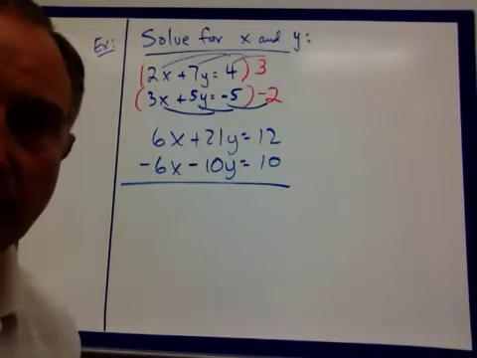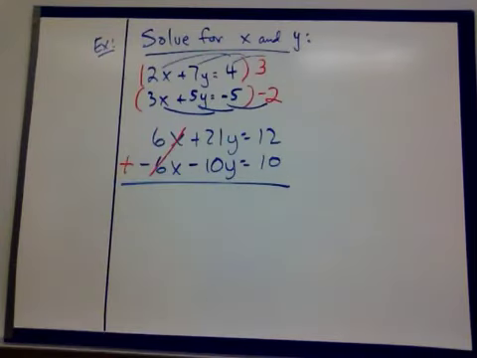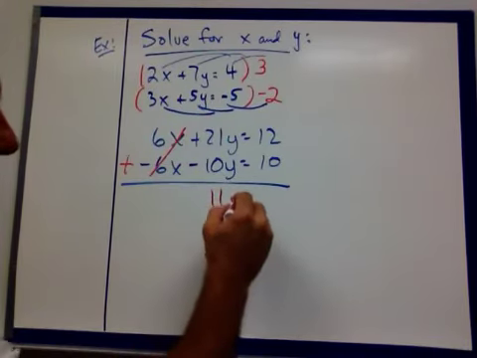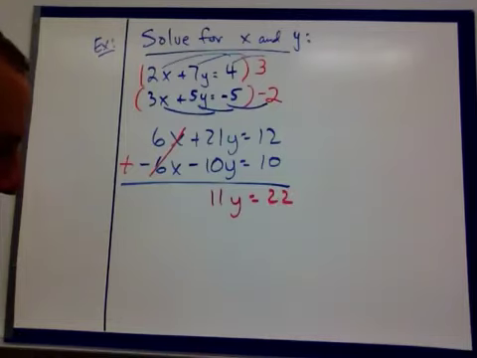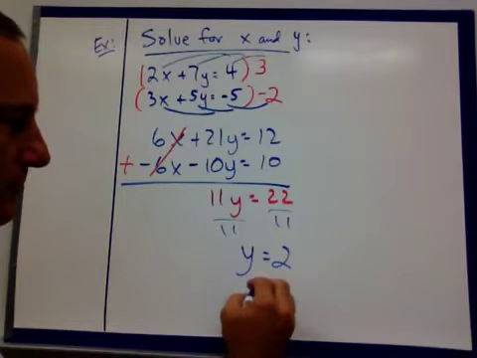Now I can take these two equations and do what I did in the last one. I add them up, that cancels out. I get 11y equals 22. I'm good to go. I divide out my 11. I get y equal to 2.